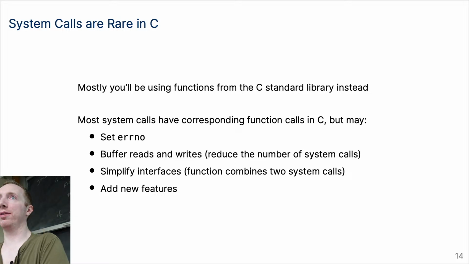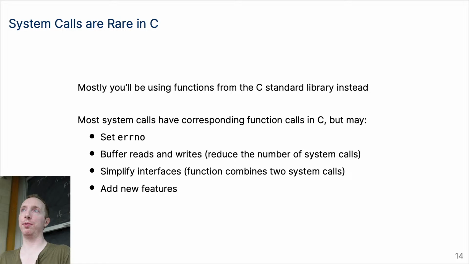So most of the system calls have a direct C equivalent that have a signature that you would expect, but they do some other things. They set what you can think of as a global variable called errno if anything bad happens, which lets you read a number, look it up in a table and see what the error actually is. It might buffer reads and writes, so it's not making tons of small system calls, which waste a lot of time. It might try to simplify some interfaces, like combining two system calls, or add some new features on top of it just to make your life a bit easier.